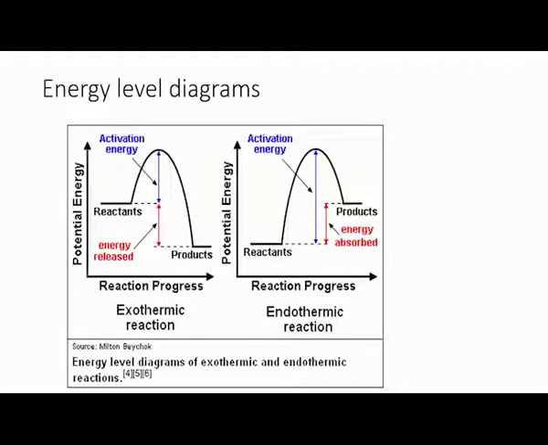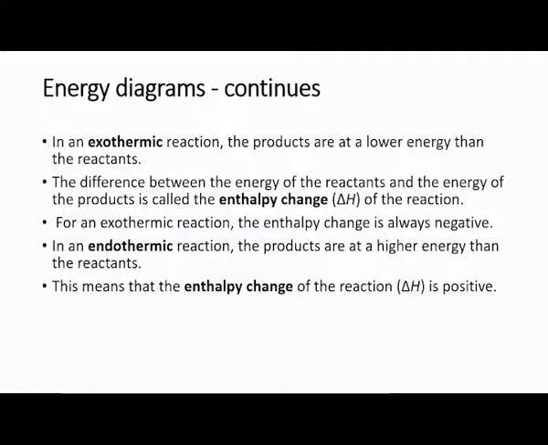On the left-hand side, we have the exothermic reaction. So the reactants are high, and then the products are down. On the right-hand side, we have the endothermic reaction. The reactants are down, and the products are up. This also explains that if you are to calculate energy change, for an endothermic reaction, the delta H will be positive, and for an exothermic reaction, the delta H will be negative.